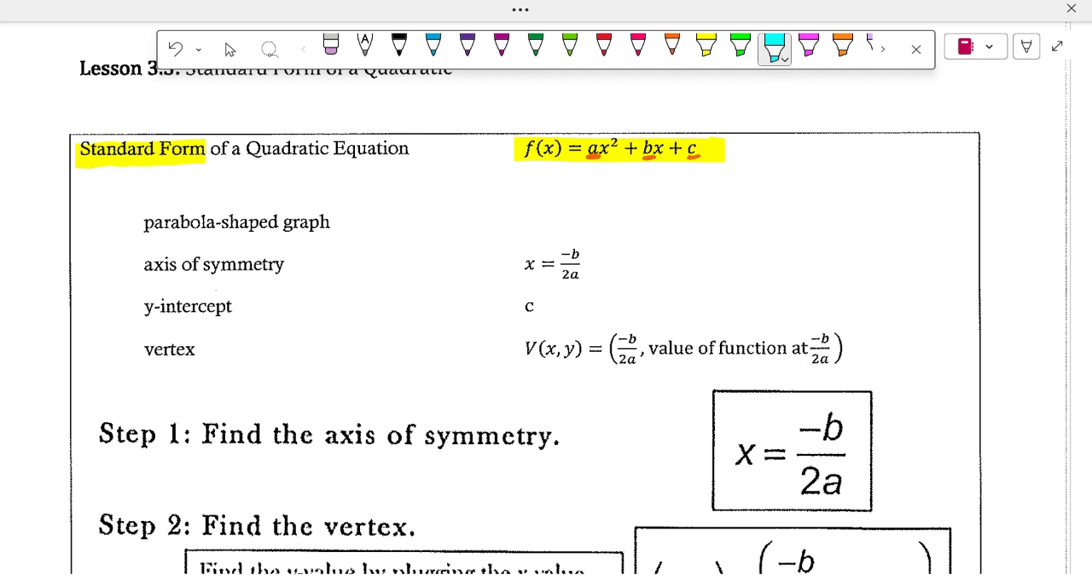So first off, we know that quadratic is a parabola-shaped graph. All right. Now, if you recall, the a value itself actually tells us whether the parabola opens down or up. So remember, if it opens down, that means you have a negative a value. If it opens up, that means, please stop talking, you have a positive a value.